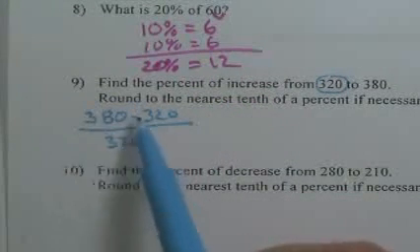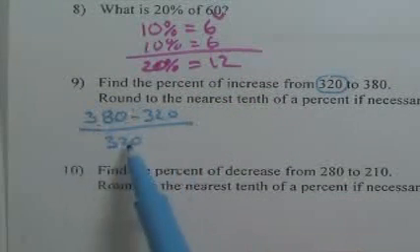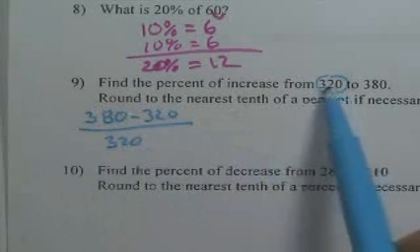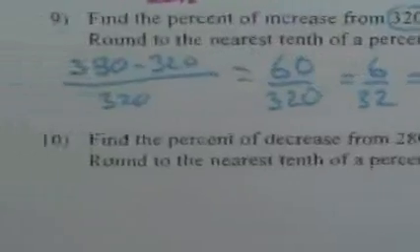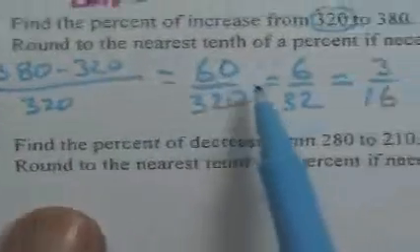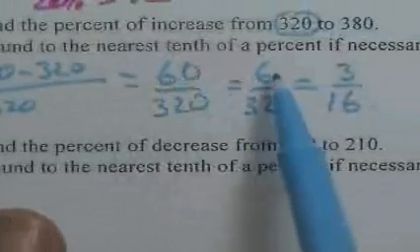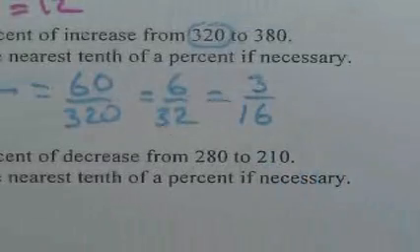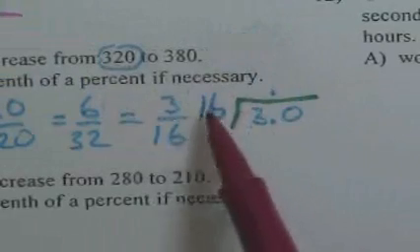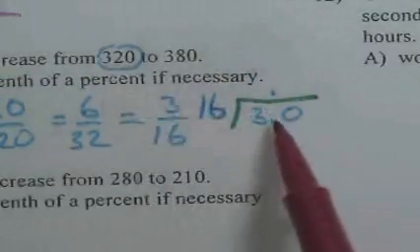Number 9, it's the difference of the two numbers over the original number, the starting number. The starting number is 320. So that ends up being 60 over 320. And I just took 10 out of those, 6 over 32. Half of that is 3 over 16. You divide 16 into 3. Top number goes in the box, decimal straight up.